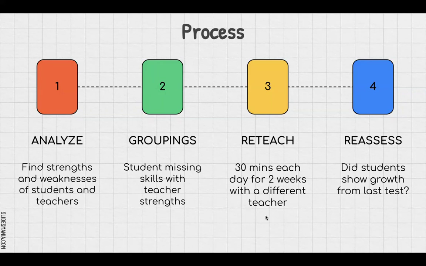The teacher is going to reteach that information for 30 minutes a day, every day for 2 weeks, hopefully with a different teacher. And at the end of that 2 weeks, you're going to reassess the student and see if they grew during that time period. If they did and they can move out of that skill back into tier 1, then you're good. If not, you may need to find time to be able to continue to reteach that child the instruction in a small group until they are able to master it.